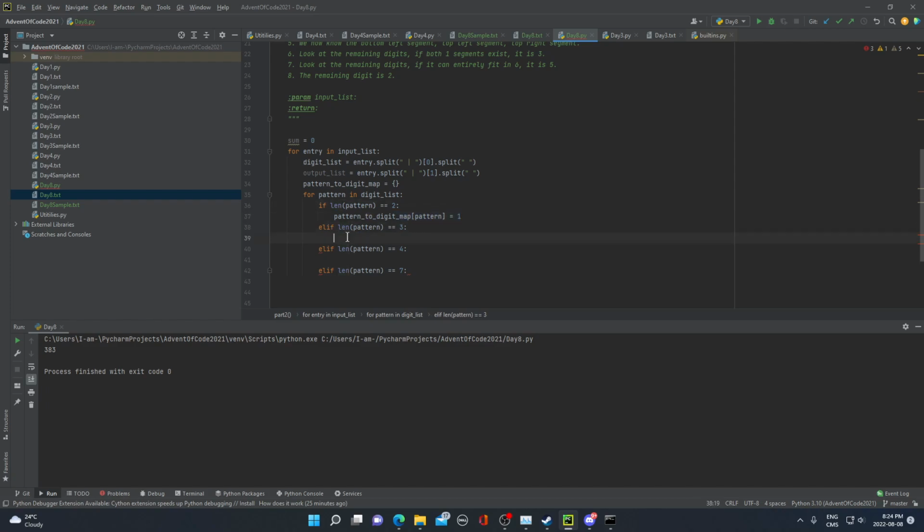Okay. Pattern's a key, value is, no, it's not 4, it's 7. Now 4 is the digit, and then 8 is the digit. Okay, we have 4 digits solved.